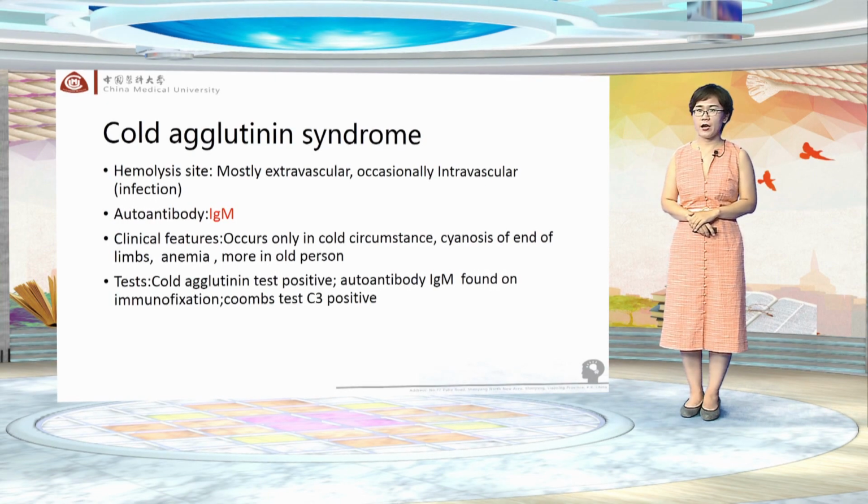Autoantibody is IgM. It occurs only in cold circumstances, and patients can have cyanosis of the ends of limbs and anemia, mostly seen in old persons. Cold agglutinin test is positive. Autoantibody IgM can be found on immunofixation. Coombs test C3 is positive.